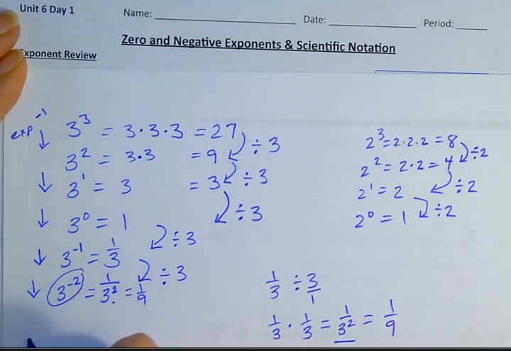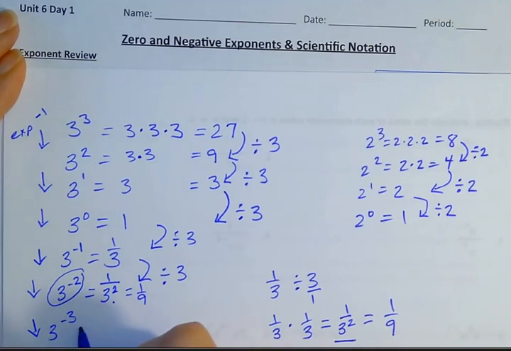If I want to go one more, 3 to the negative 3, then again, I'm going to make my exponent positive. I'm going to put it in the denominator, so it's going to be 1 over 3 cubed.